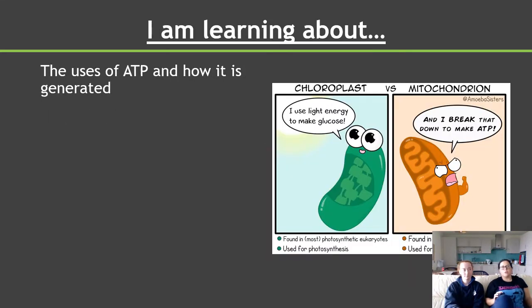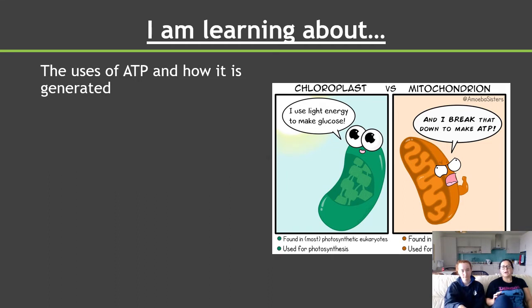Okay, so here what we're going to do is cover the uses of ATP and how it is generated. Now, ATP should sound vaguely familiar. We did mention it very, very briefly in our transport across cell membranes topic when talking about active transport. Active transport requires energy, ATP. There are other processes that also need ATP, so we're looking at where exactly the ATP comes from, because you don't eat it, you don't drink it, so it must be generated inside our bodies.